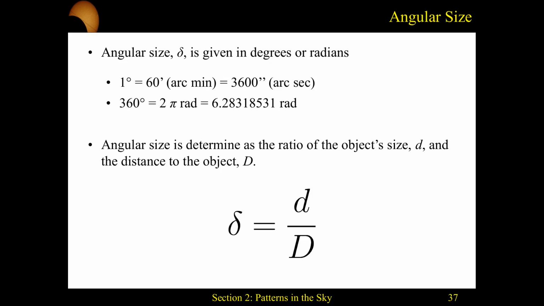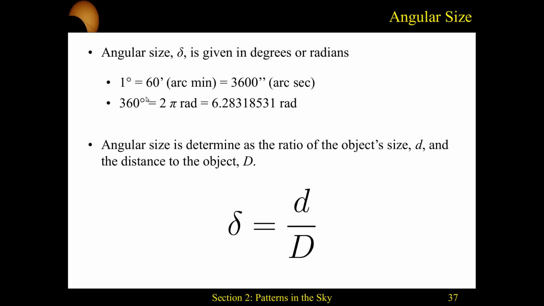This is what I mean by angular size. What angle does that object take in your field of view? So here formally we'll say the angular size of an object, which we'll label with a delta, you can measure in degrees or radians. Right? Let's talk about these units. 1 degree, or it can be measured as 60 arc minutes, or 3,600 arc seconds. These are new angular units that we're trying to measure now.